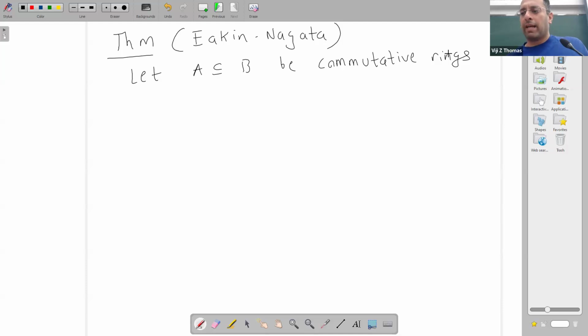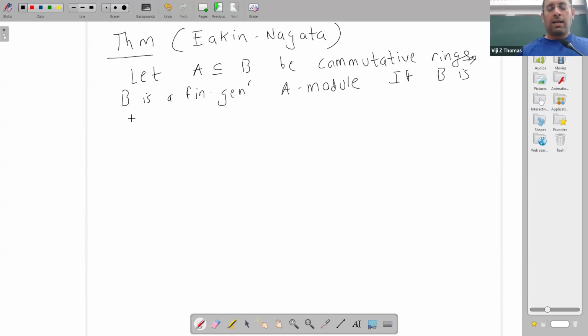So A, B are commutative rings, and B is a finitely generated A module. This is the hypothesis. If B is Noetherian, meaning if B is a Noetherian ring, then A is Noetherian. Then A is a Noetherian ring. That is the conclusion.